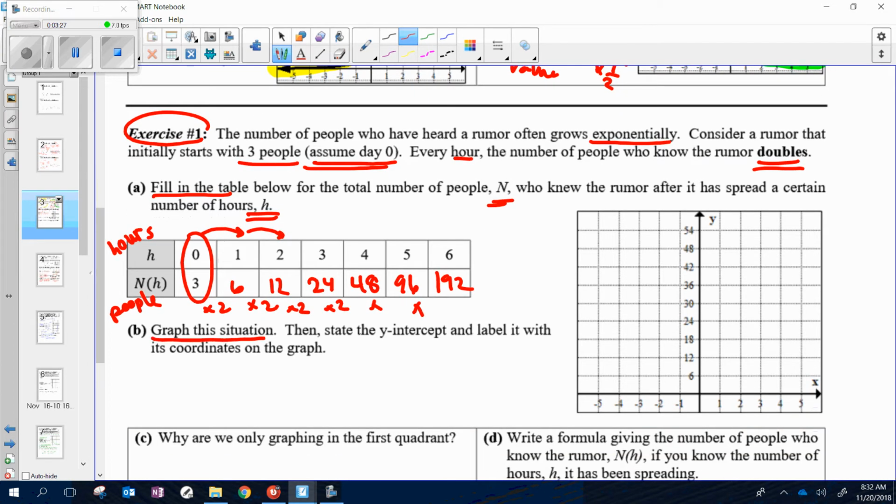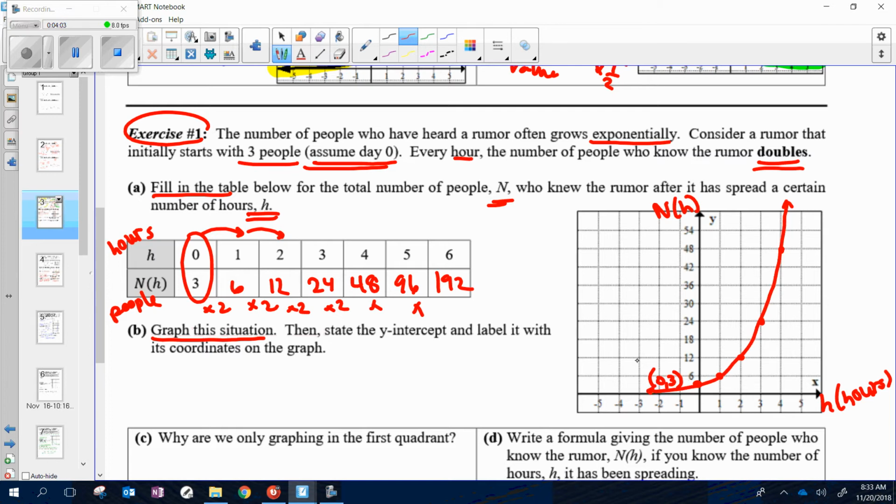Graph this situation, and luckily they set up an axis with numbers on it for me. This is x acting like h hours, and this is y acting like a function of h, and we called it n for number of people. The y-intercept is 0, 3. It wanted you to label that with its coordinates. And then 1 is 6, and 2 is 12, and 3 is 24, and 4 is 48. If I'm graphing too fast, you can always pause the video and catch up. And here's your graph.